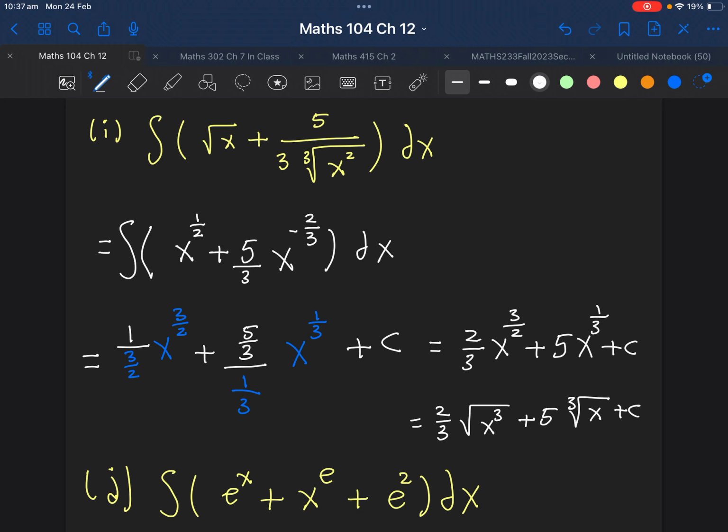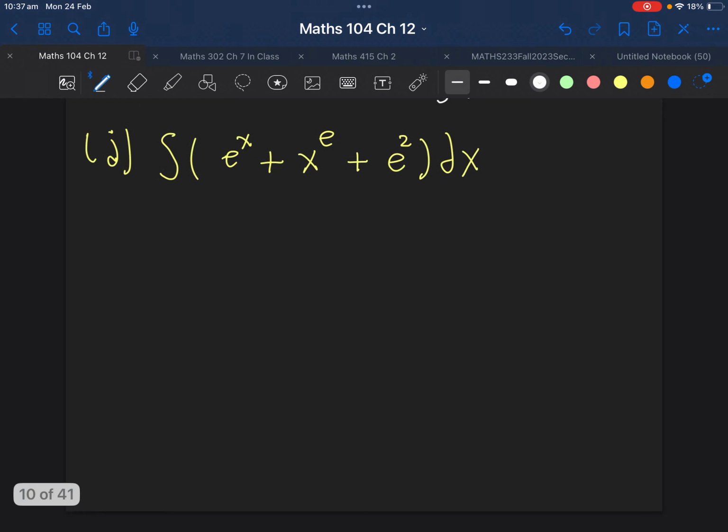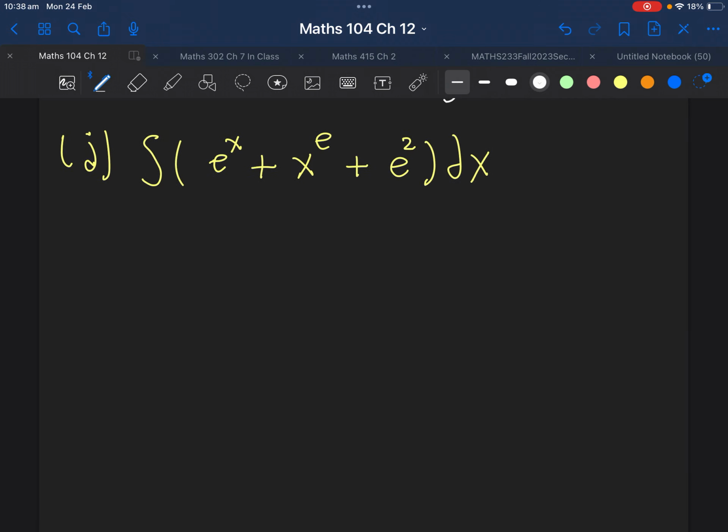So sometimes we just need to rewrite the function in the way we can find the integration, and we just take things up and we do the simplification. Now we will go to the integral of e^x. So this question is straightforward. What is the integral of e^x? It's just e^x. It's the best one.